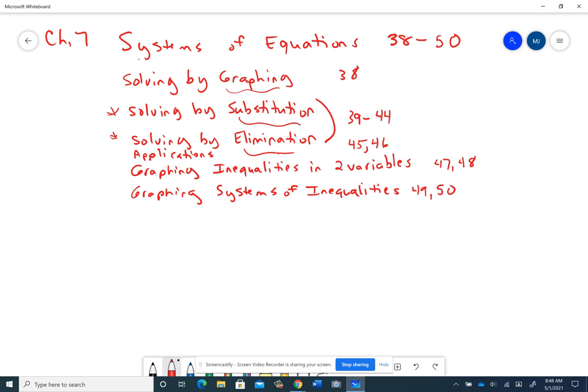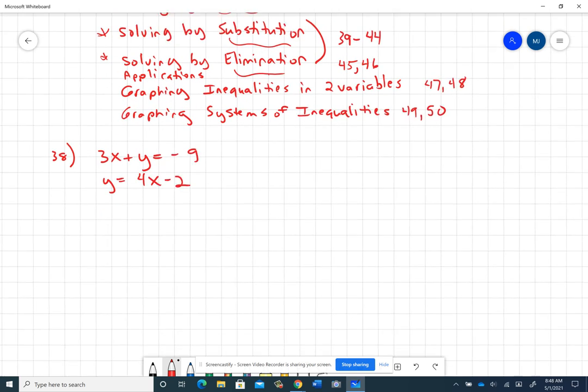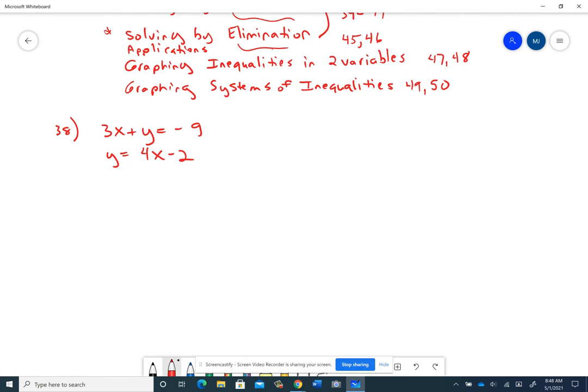All right, so let's go ahead and work a bunch of these because I know a lot of you are going to be retaking that test 4 if you haven't already. So on 38, we have to solve by graphing.